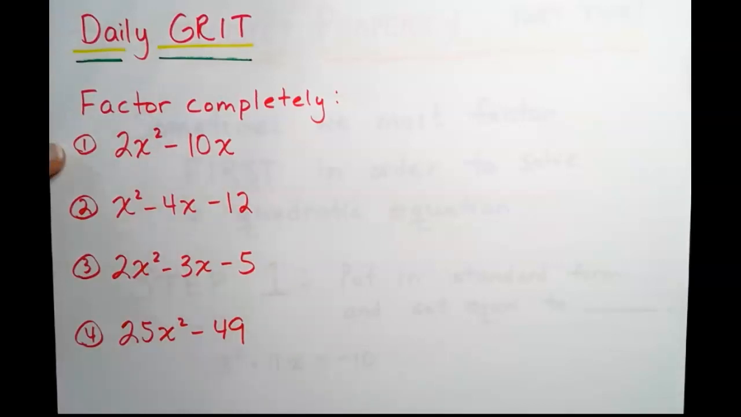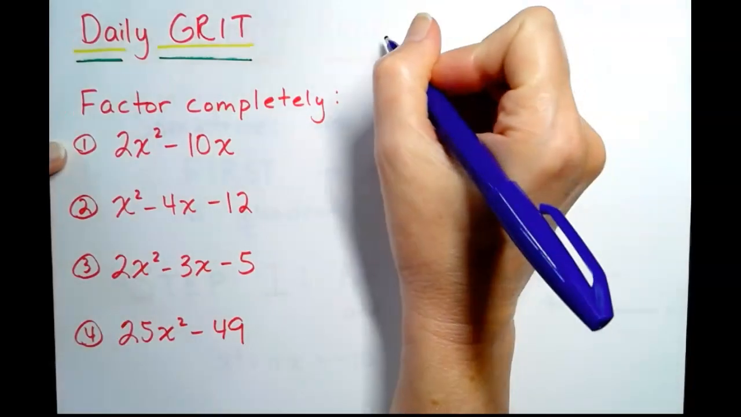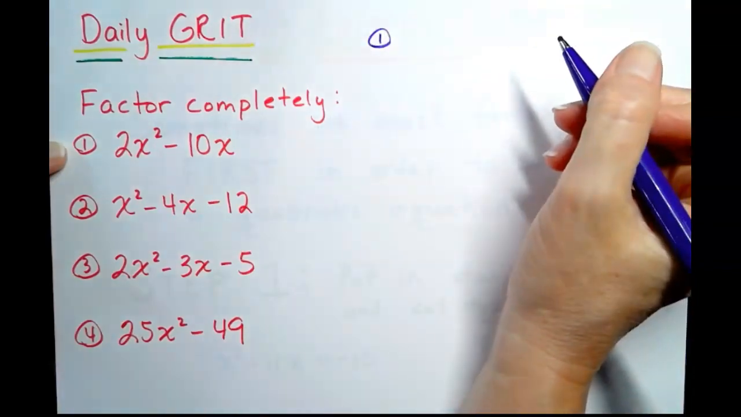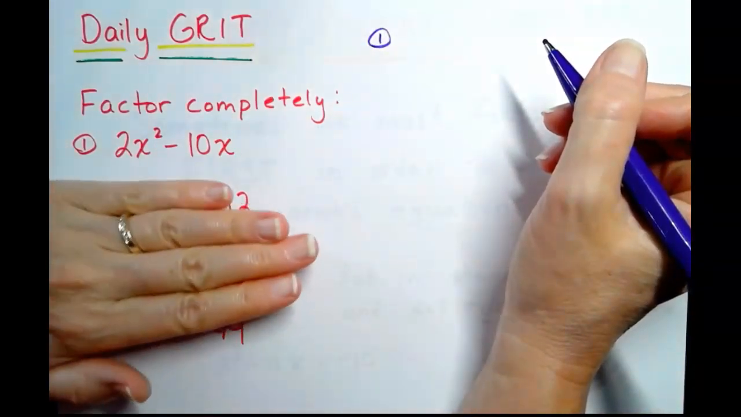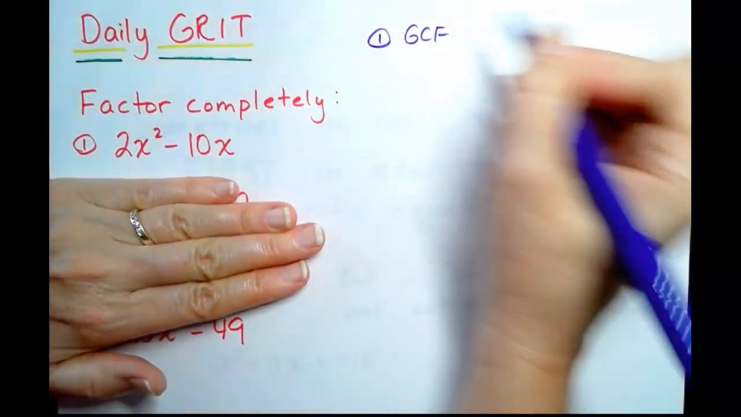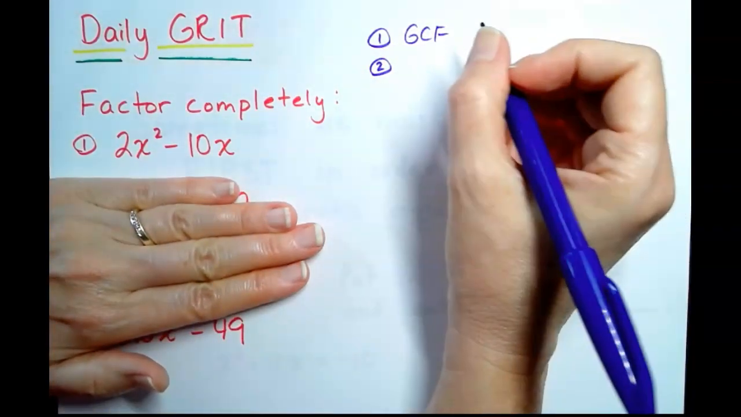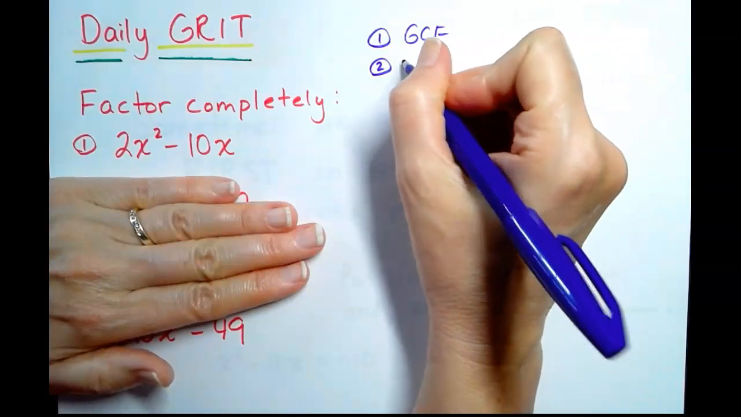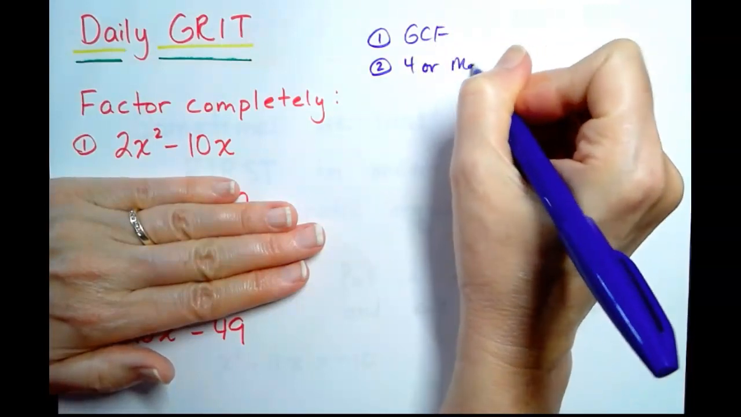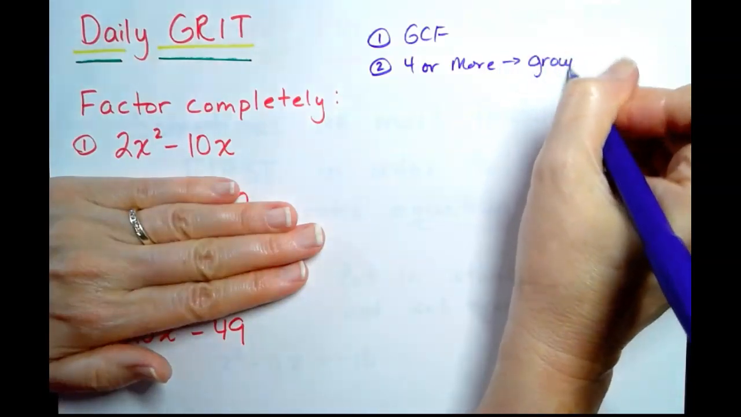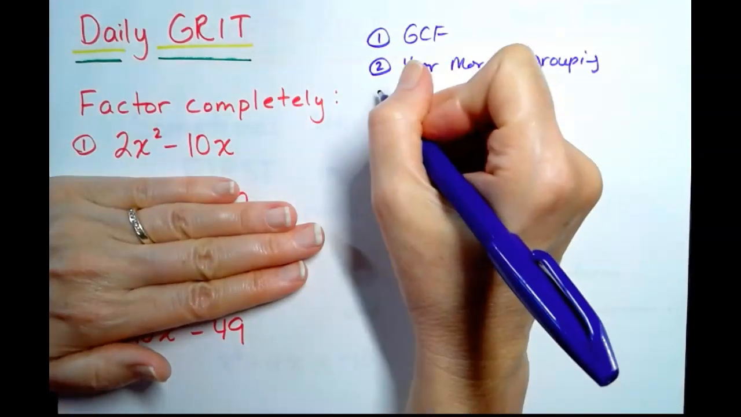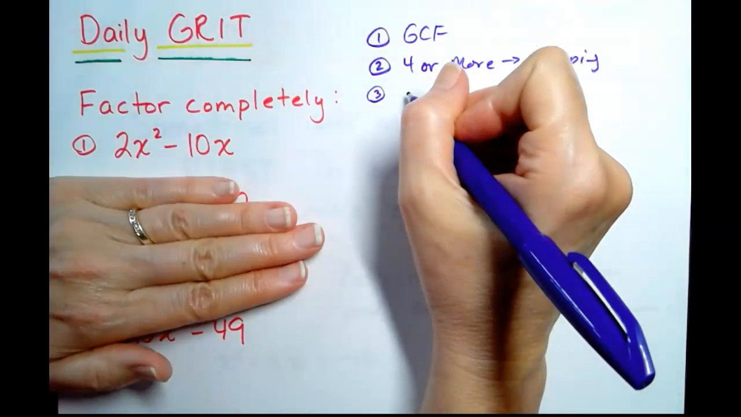So let's start with number 1. And just a reminder that when we start with factoring, we always look for the greatest common factor first. So greatest common factor first. After greatest common factor, we'll look to see if there are 4 or more. If there are 4 or more, then we will try to factor by grouping. After that, maybe we want to guess and check.